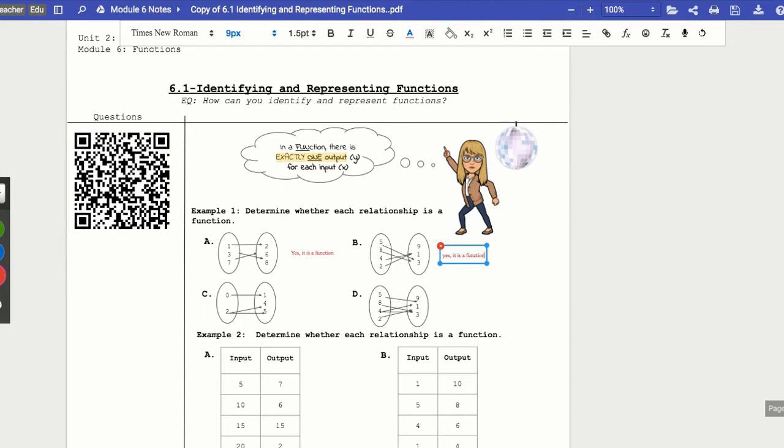I should probably be clear. Input is on the left because input is what is going in, and output is what comes from it. See how the arrows are going from one to the other? They go from the input to the output.